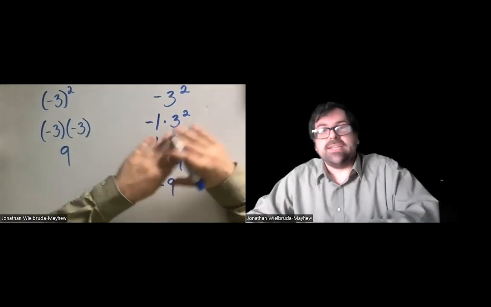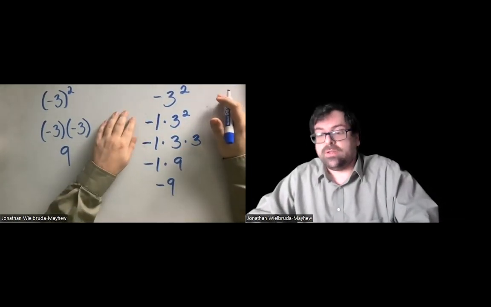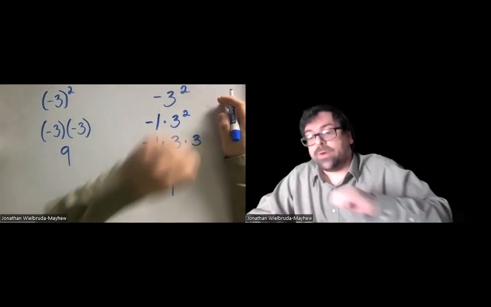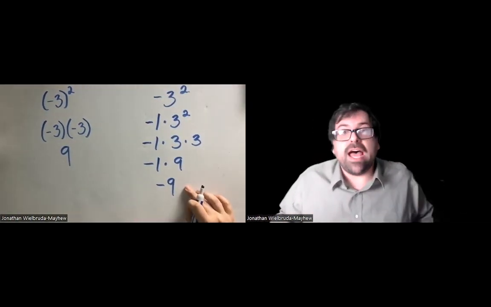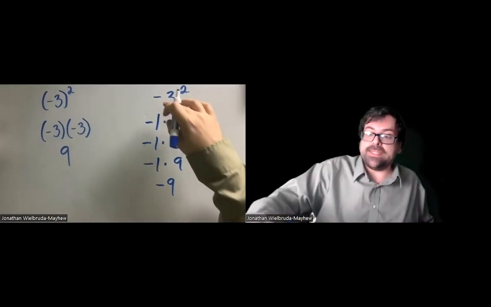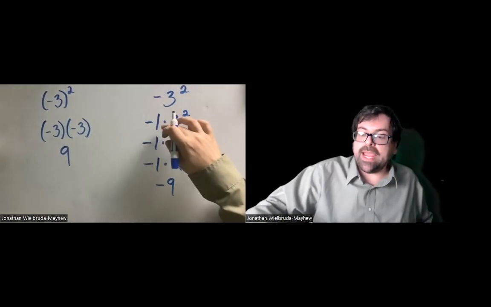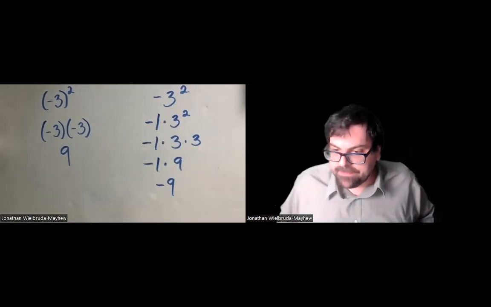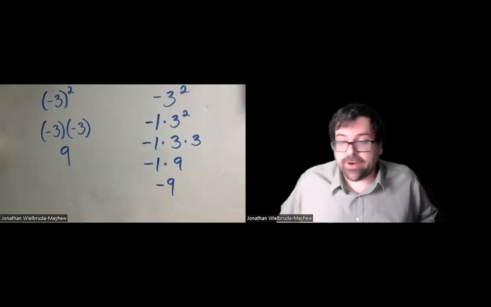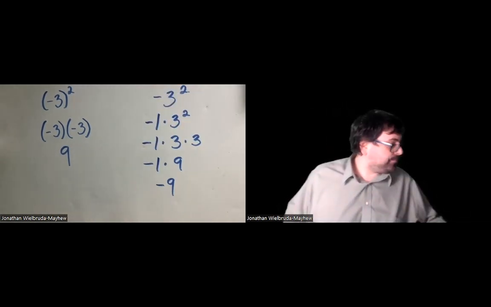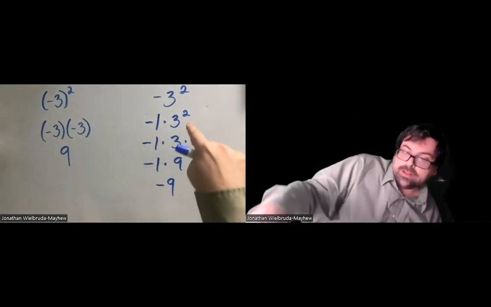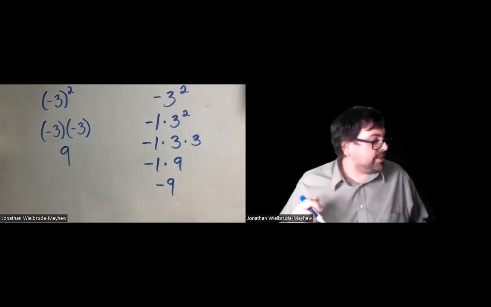Here, the negative has nothing to do with the squaring at all. This might as well say the opposite of 3 squared, the opposite of 9, -9. It's the same as considering this -1 times. But the negative has nothing to do with what we are squaring. Here the base is -3. Here the base is +3.